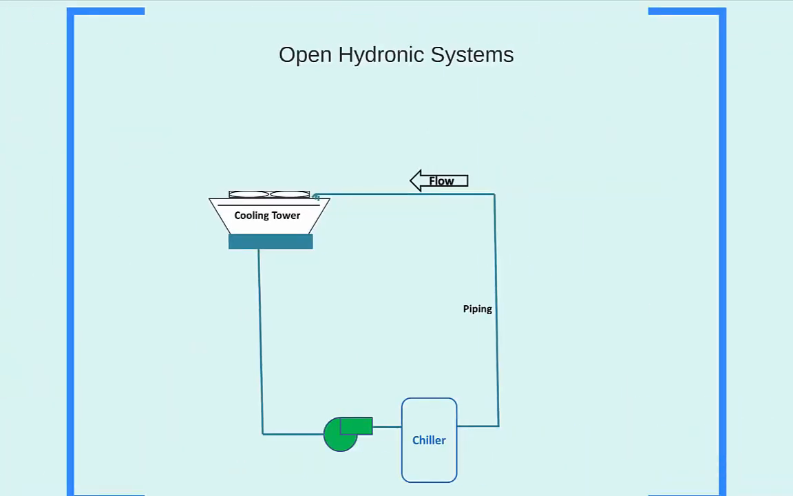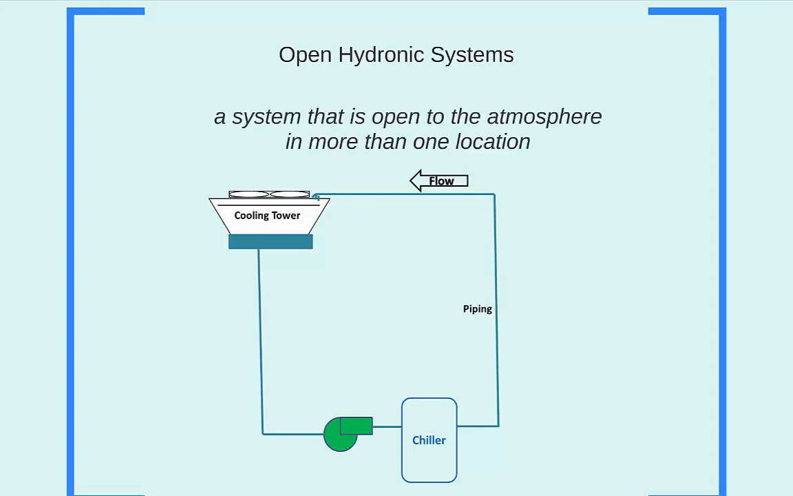There is also what we call open systems. These open hydronic systems are open to the atmosphere in more than one location. In HVAC applications, the most common example of an open hydronic system would be that of the condenser water loop, which brings warm water to the top of a cooling tower to be cooled down. Here, there are actually two locations where the hydronic loop is in contact with the atmosphere. Thus, at those two locations, the water is at atmospheric pressure.